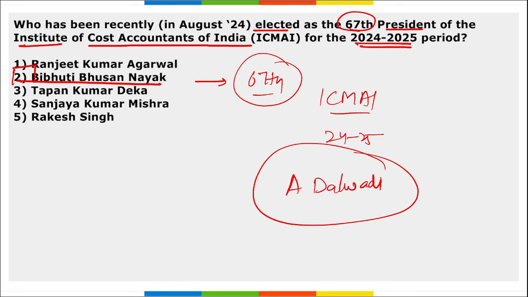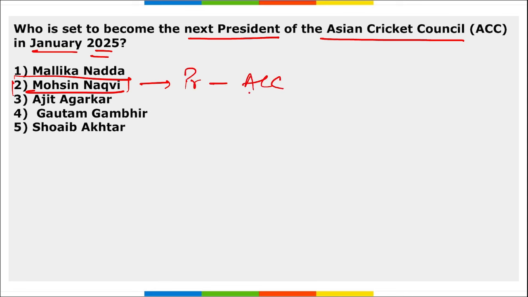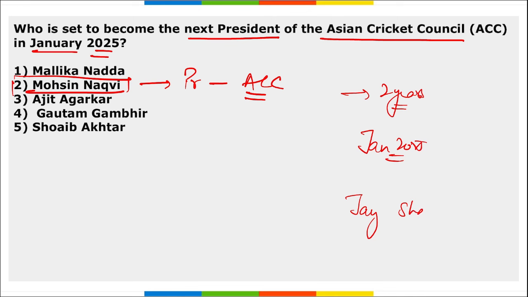right? Next, who is set to become the next president of Asian Cricket Council in January 2025? So Mohsin Naqvi is set to become the next president of the Asian Cricket Council in January 2025. This will be a 2-year term that will commence from January 2025. And who is the current ACC president? Jay Shah.